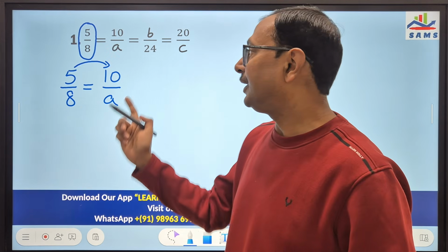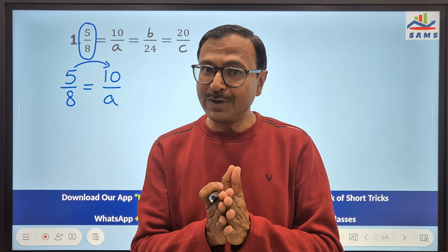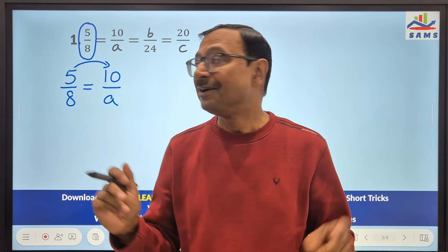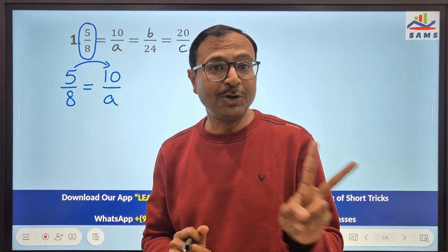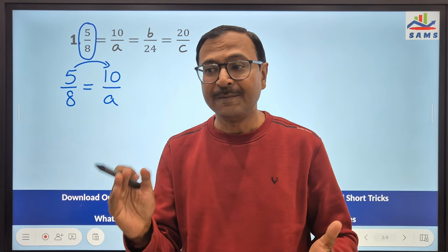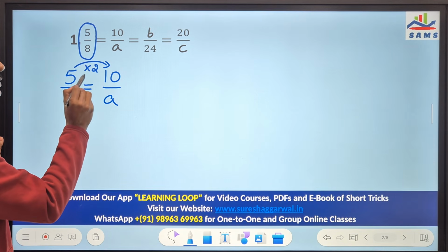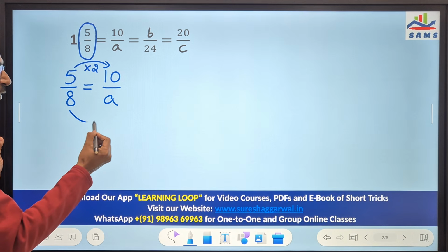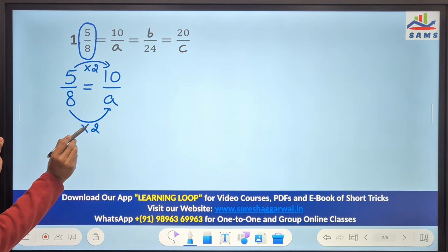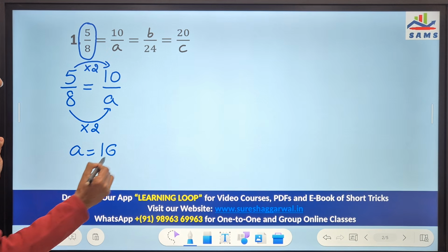How did you get the unknown value from the known value? The operation you have to consider is only multiply or divide, not add. 5 plus 5 can give you 10, but I will not consider add or subtract. I will consider only multiply and divide. So 5 when multiplied by 2 gets you 10, and so you have to do the same operation here, multiply by 2. When you multiply 8 by 2, the value of a will be 8 twos are 16.